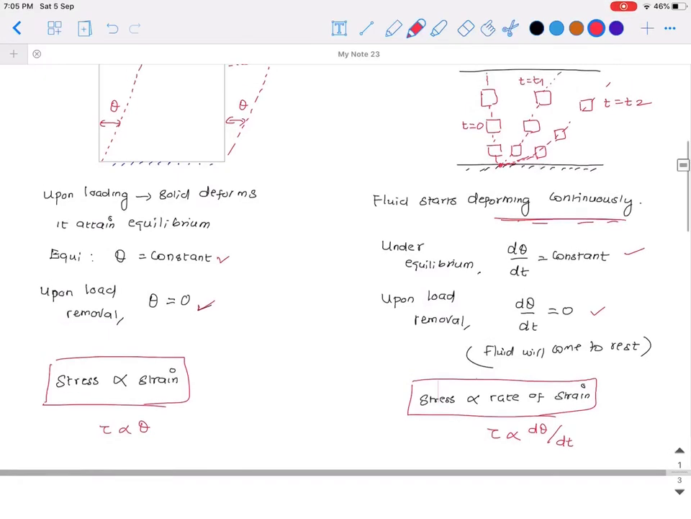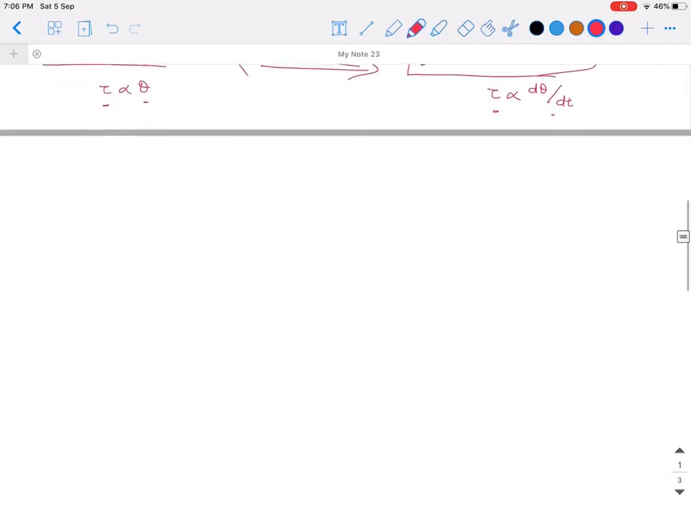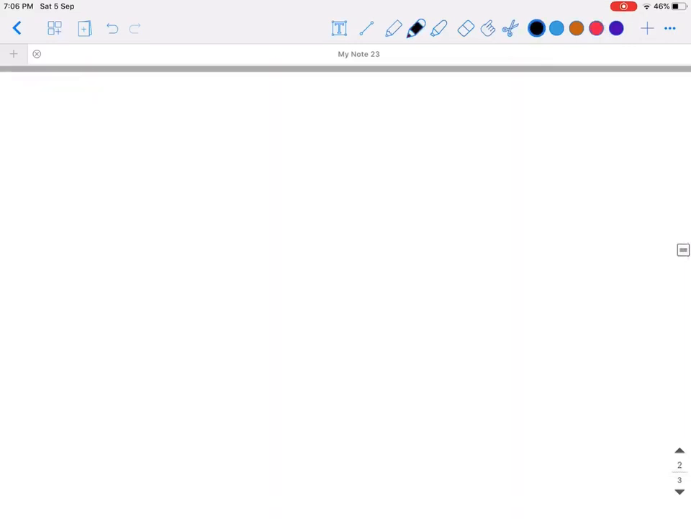Alright, so that is because if tau goes to 0, the deformation goes to 0 in solid, but in fluid, if tau goes to 0, the rate of deformation goes to 0. Okay, so this is the difference between a solid and fluid from mechanics point of view. Okay, so if somebody asks you what is the difference between solid and fluid, you should be talking about this from now onwards. Okay, fine. So based on this, let us define what a fluid is.